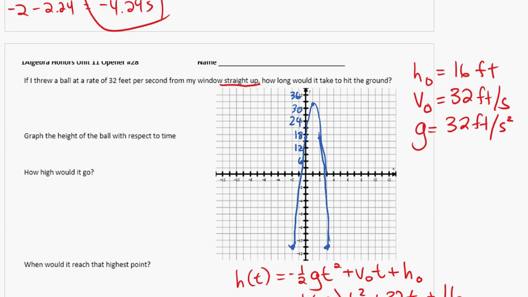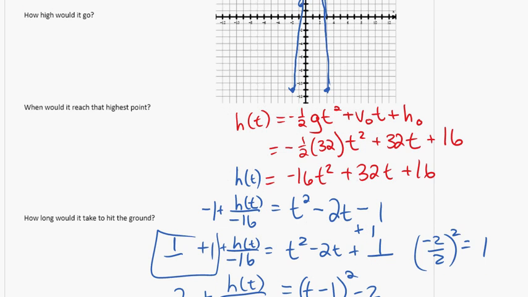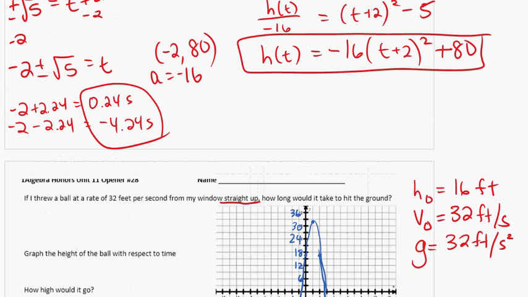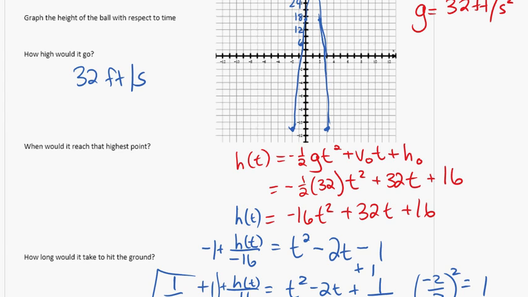So let's find it algebraically. So first question, let's answer the questions. How high would it go? Well, it goes up to 32 feet, because that is my vertex. When does it get there? Again, my vertex value is 1, at 1 second it gets to 32. So obviously this is 1 second.